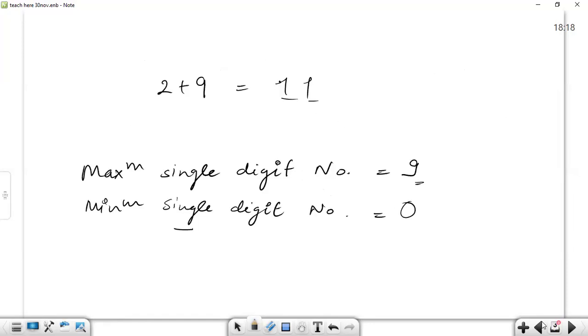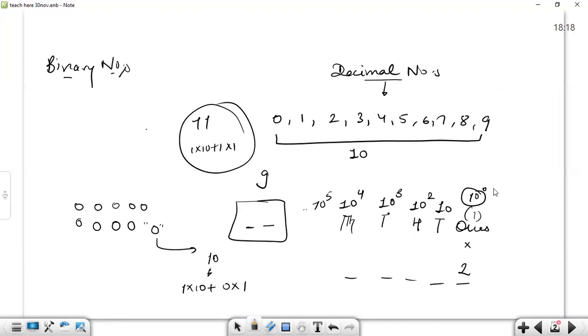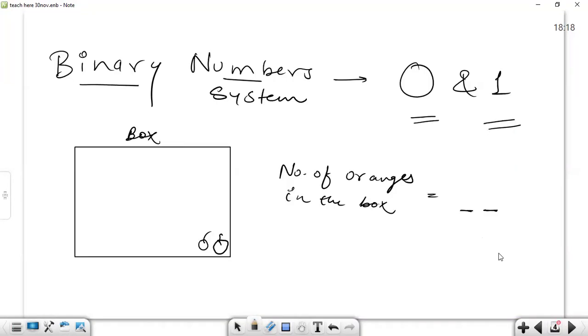Earlier we were discussing 10 raised to power 0 because we had 10 digits. So now logically we have two digits. So this should be 2 raised to power 0 and this should be 2 raised to power 1. And the next place should be 2 raised to power 2. Understood why it is happening so, and what is the logic behind it? So 2 raised to power 0, 2 raised to power 1, 2 raised to power 2.